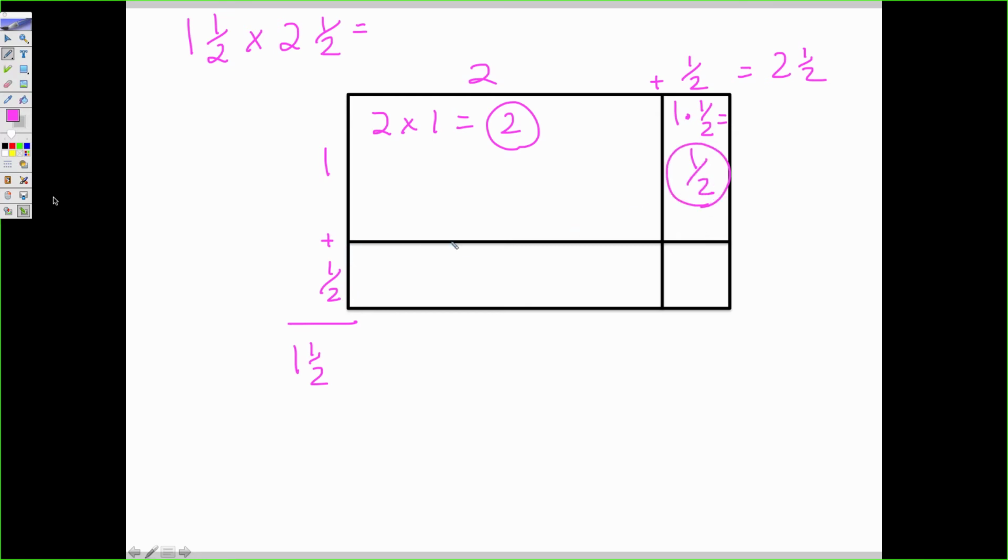And then here the length is still 2 and the height is 1/2. So I have 1/2 of 2, which is going to be 1. And then here I have 1/2 is the length and 1/2 is the width. So I have 1/2 times 1/2, which is going to be 1/4. Okay. Then if we add all these up, we should be able to find out what 1.5 times 2.5 is.